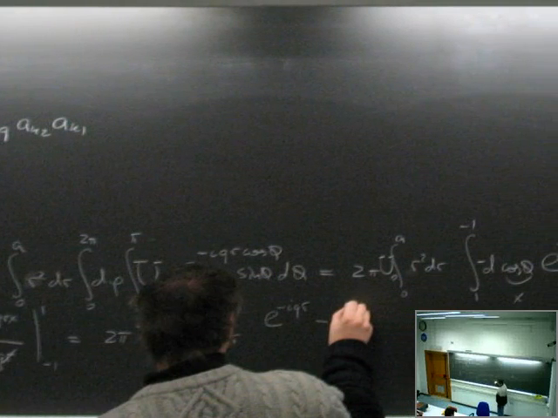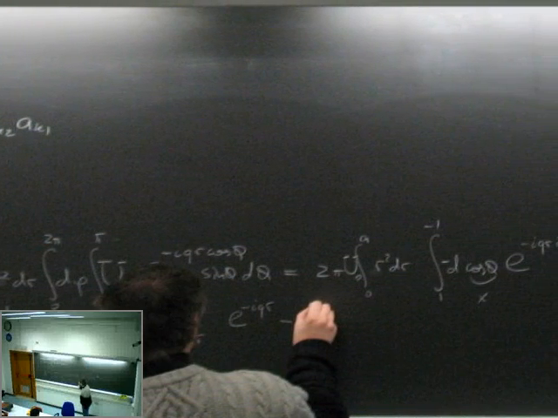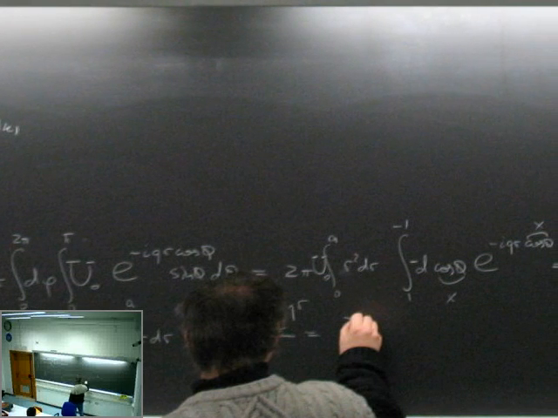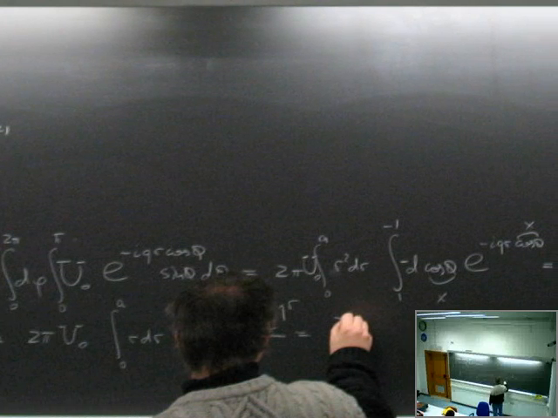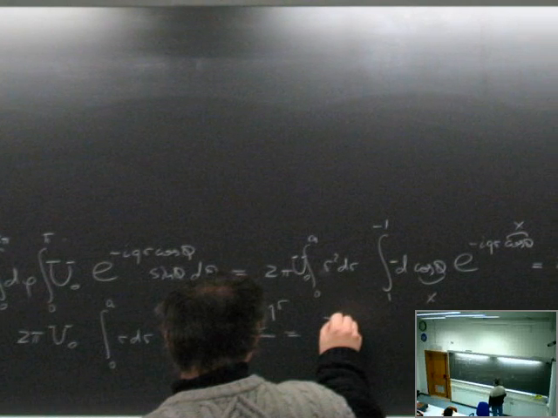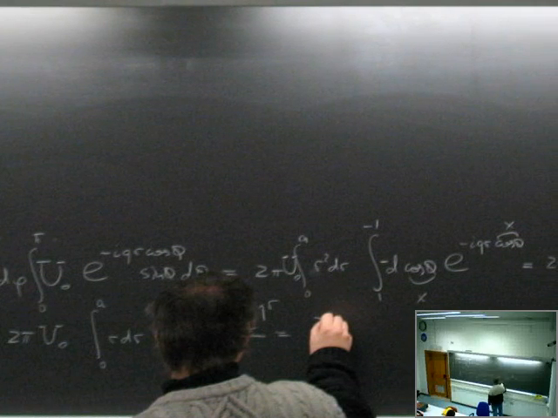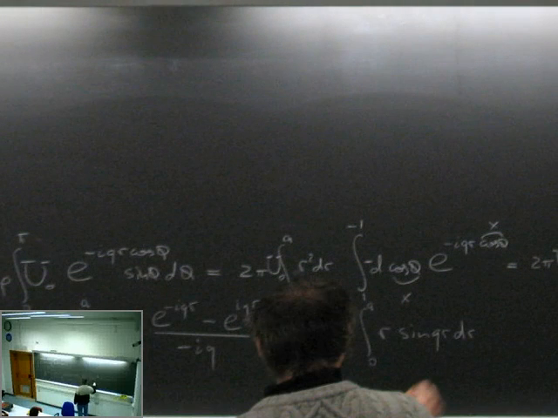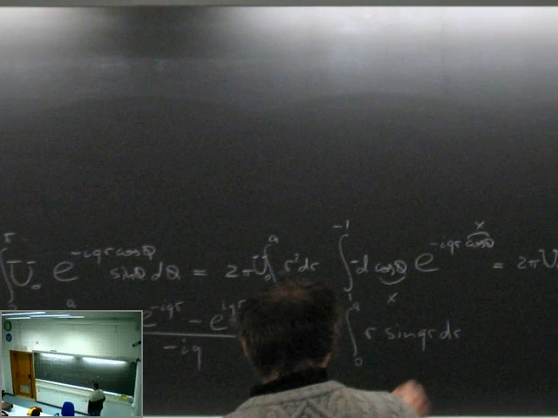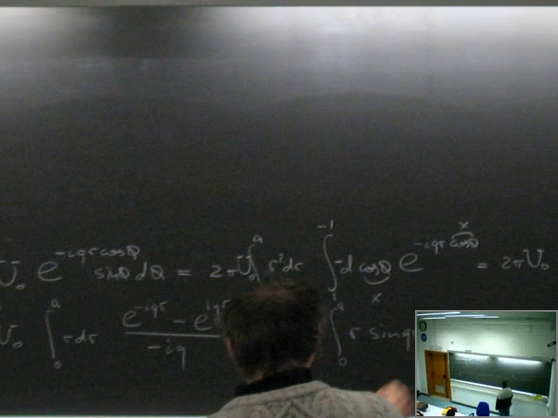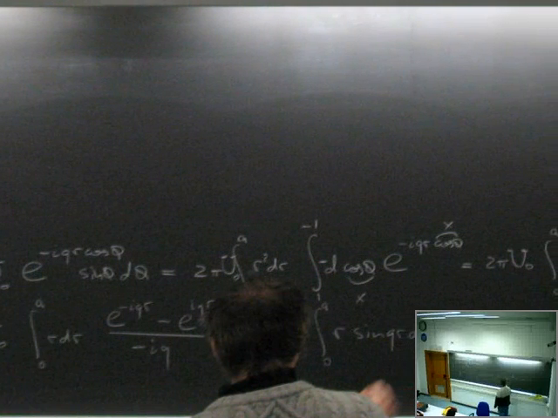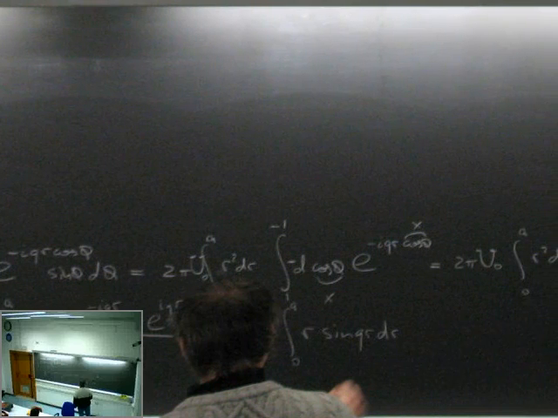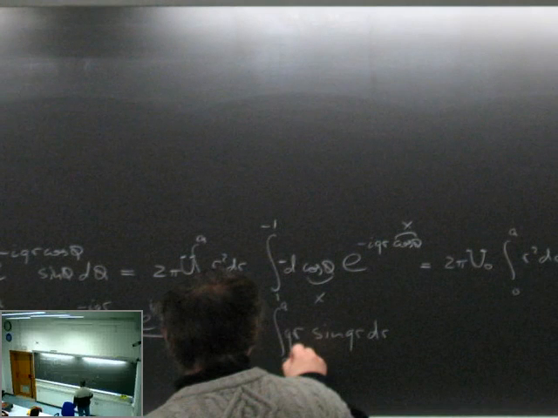You see what we have here, apart from this q, this is 2 times sine. So we have 2 pi u naught over q, integral from 0 to a, 2 times, and here r sine q r dr. Of course, I would like to make this integral dimensionless, so I multiply it by q squared and divide by q squared.